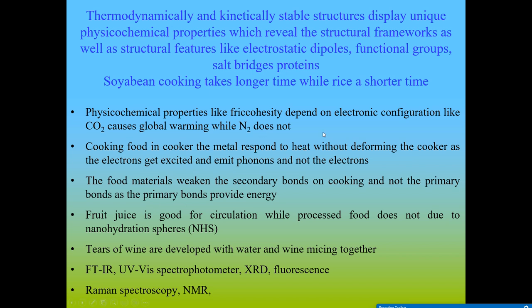We also know very well that CO2 causes global warming, while nitrogen, being 78% of the environment, does not cause any global warming. This proves that somewhere the electronic configuration is the genesis of the physicochemical properties. CO2 keeps shifting its electrons because the two oxygen atoms are electronegative and attract the shared lone pair electrons. So it develops a partial positive charge on the carbon and negative on the oxygens, and that way it can respond to heat.